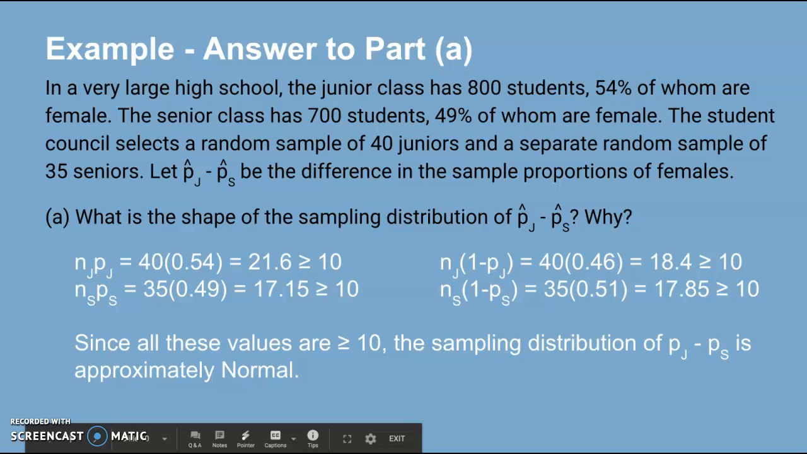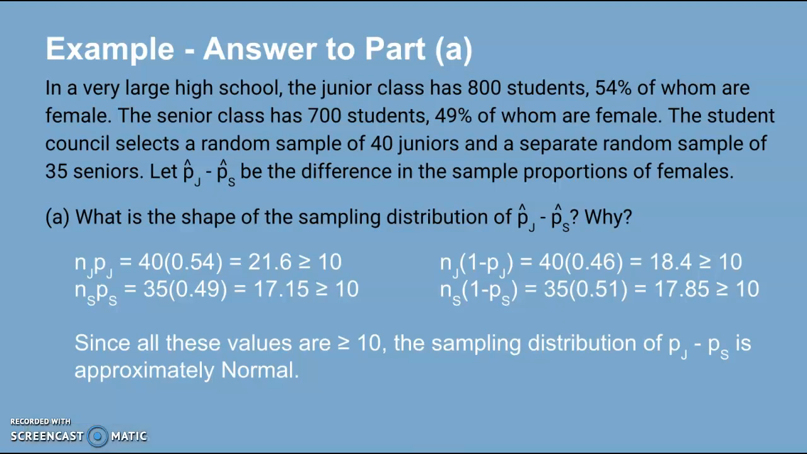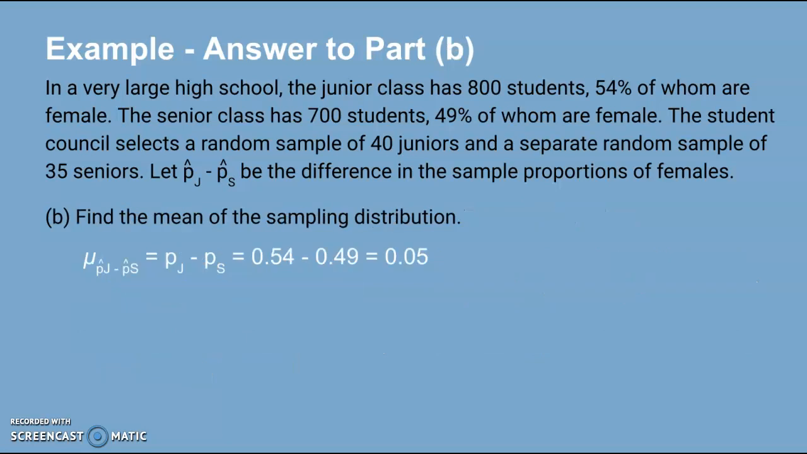All right, so here we go for part A, the shape of the sampling distribution. Well, ideally we'd like it to be normal, and the way we check for normality is we check that n times p and n times 1 minus p are both greater than or equal to 10, and we do that for both populations, the juniors and the seniors. And in this case, you can see the numbers are all there. All of the values are greater than or equal to 10. Therefore, the sampling distribution of the proportion of juniors minus the proportion of seniors is approximately normal.